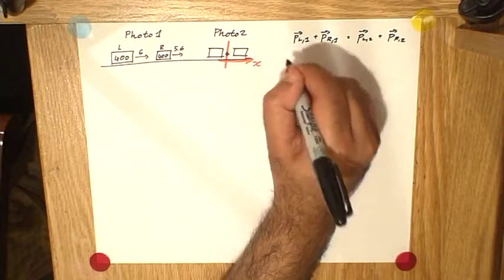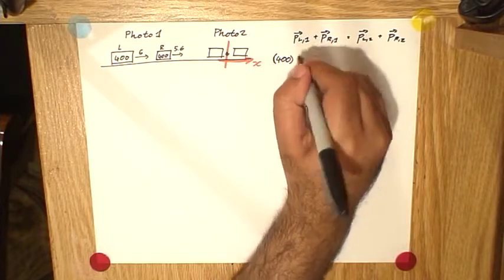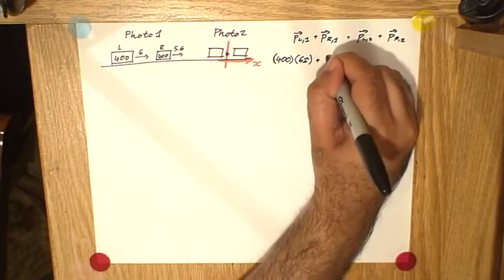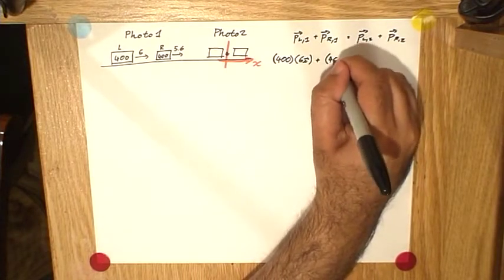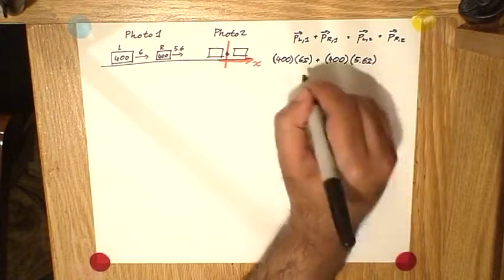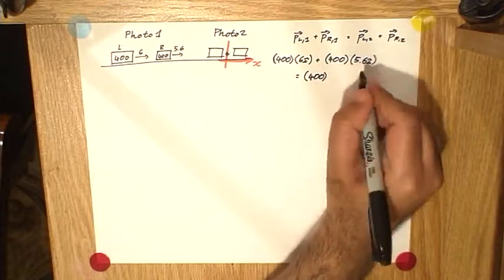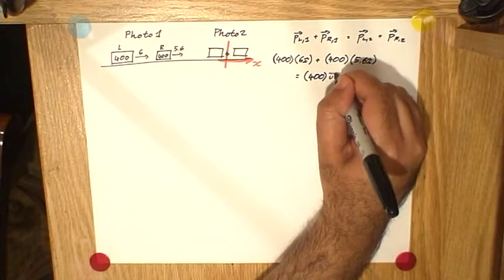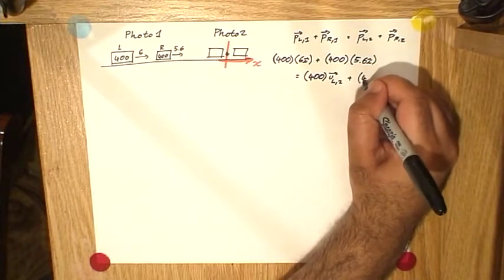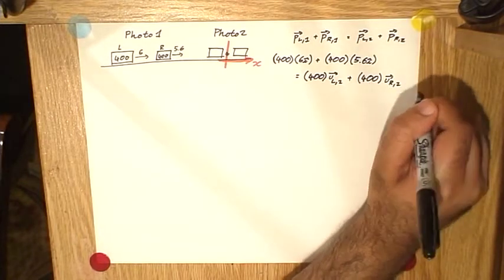Momentum of the left car is mass times velocity. So that's 400 multiplied by a velocity of 6 i hat, plus the mass of the right car, which is also 400, times a velocity of 5.6 i hat. And all of that is equal to the mass of the left car, 400, times the velocity of the left car in photo 2, plus the mass of the right car, 400, times the velocity of the right car in photo 2, which is also unknown.